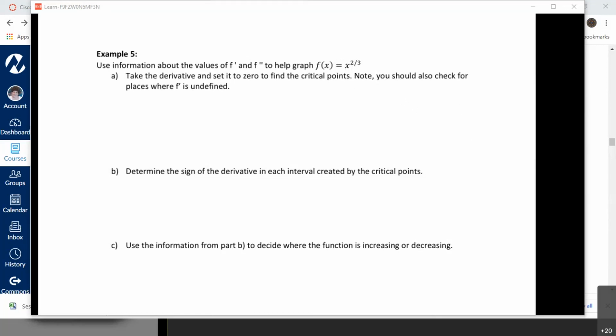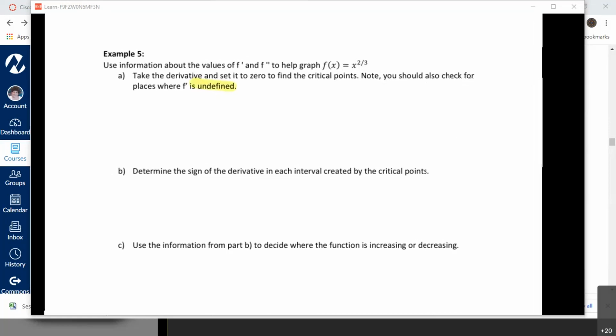Now because this function may give us undefined points in the derivative, notice the directions. Take the derivative, set it to 0, that's all the same. But I should also check for places where f prime is undefined. Because again, I'm not using a nice polynomial function here, so I need to check. Okay, so let's take a look.